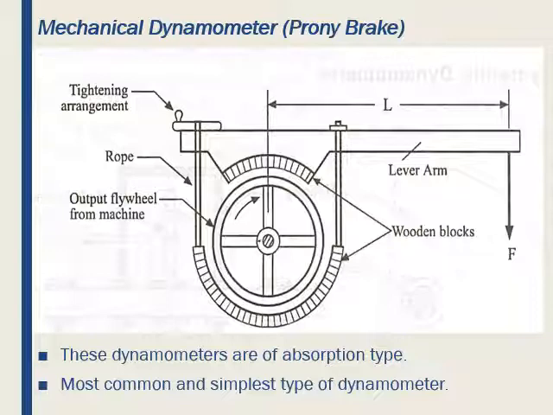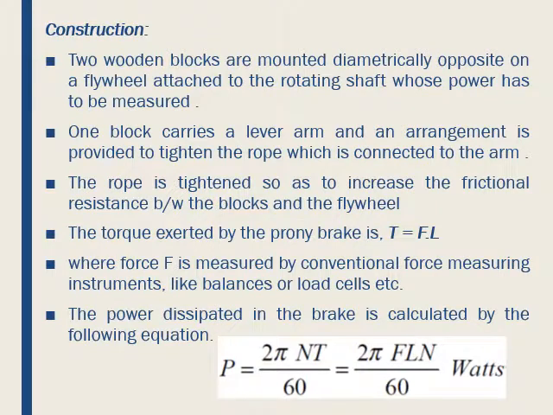In this you can see two wooden blocks mounted on either side of a flywheel. A rope is connected, one side is tightened with the help of a tightening arrangement, and further there is a lever arm. The other end of the lever arm is connected to the force F at a distance of, say, L. So let us go into detail about this construction.